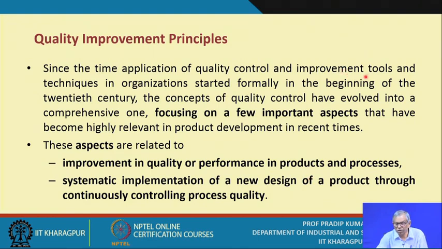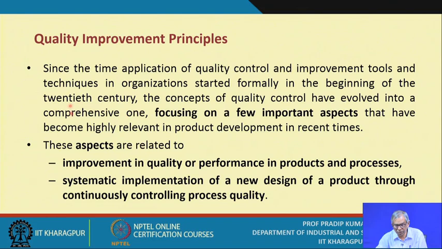Since the time application of quality control and improvement tools and techniques in organizations started formally, in the beginning of the 20th century, as we have already highlighted, the concepts of quality control have evolved into a comprehensive one. That means it has become a total system now. It's almost a 100-year-old concept. It started in the 1920s. And so quality control focuses on a few important aspects that have become highly relevant in product development in recent times. Is it okay? So what are these aspects?